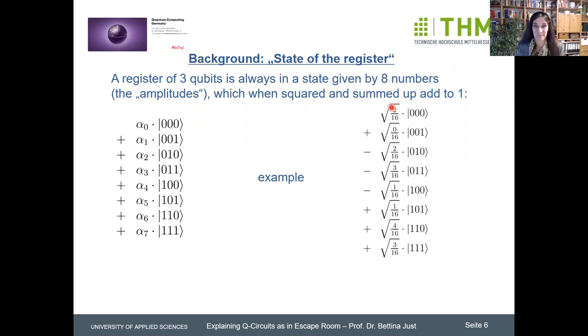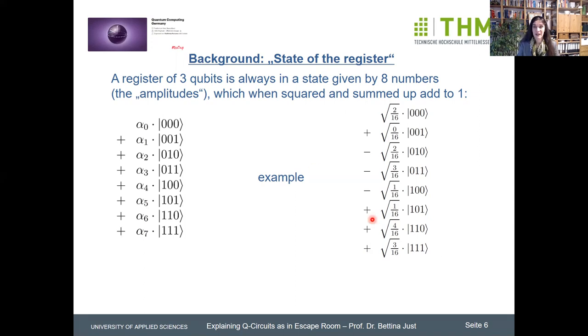It's 2 over 16. Here, okay, this is 0. Here, alpha 2 is minus root of 2 over 16. Squared, it's 2 over 16, because minus times minus is plus. So we can make a short calculation. If you sum all the squares up, 2 plus 2 is 4, plus 0, and so on, up to 16 over 16.